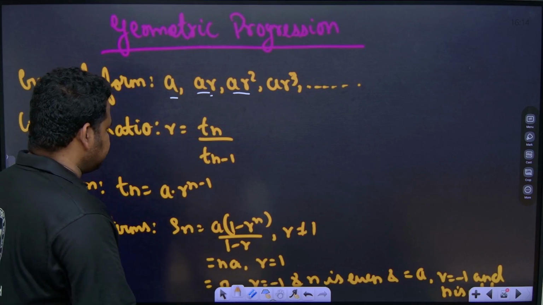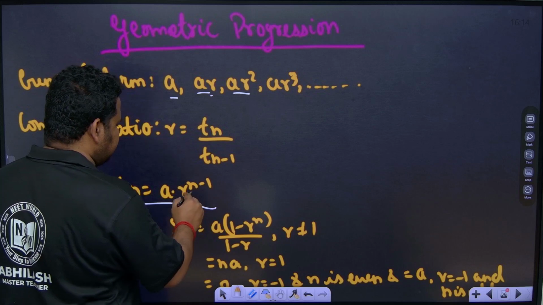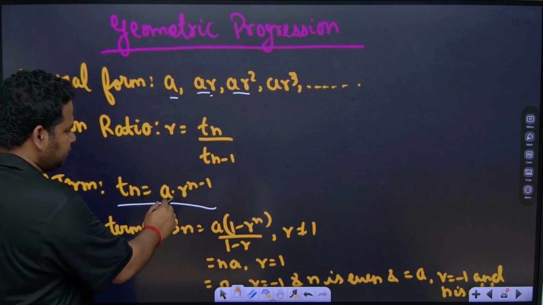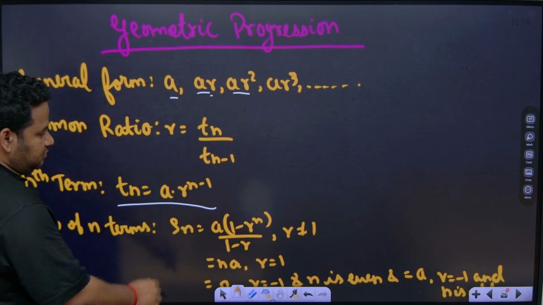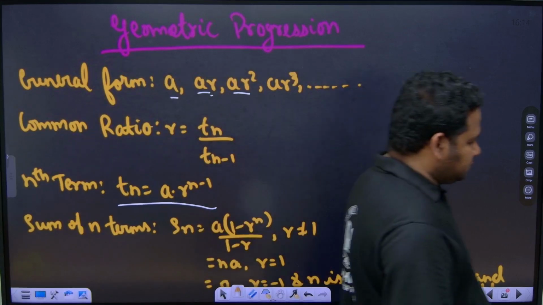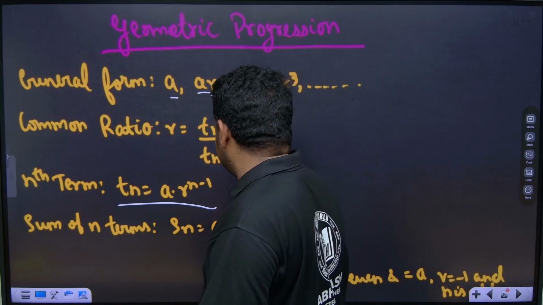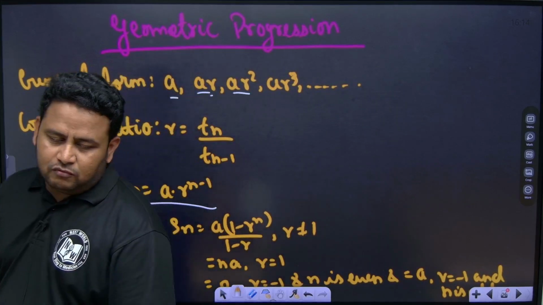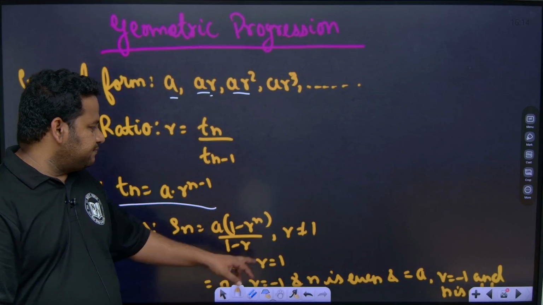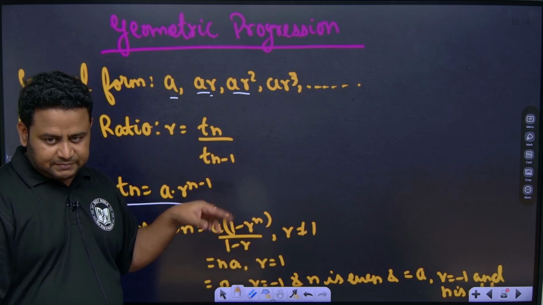Then the nth term Tn is given by A into R to the power of n minus 1. Be careful, it is only R to the power of n minus 1. Next, the sum of n terms is A into 1 minus R to the power of n, divided by 1 minus R. Here it changes depending on whether R is greater than 1 or less than 1. This I have told you already in basic math class.